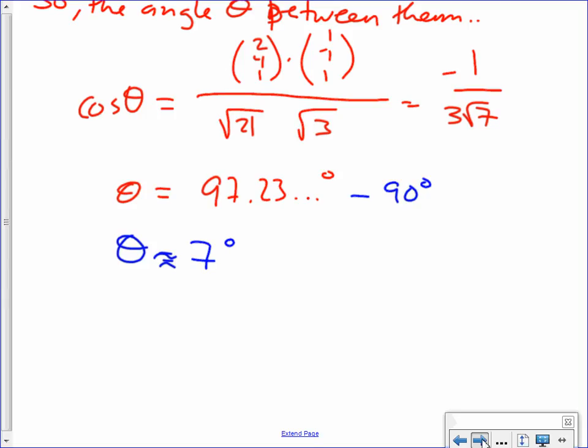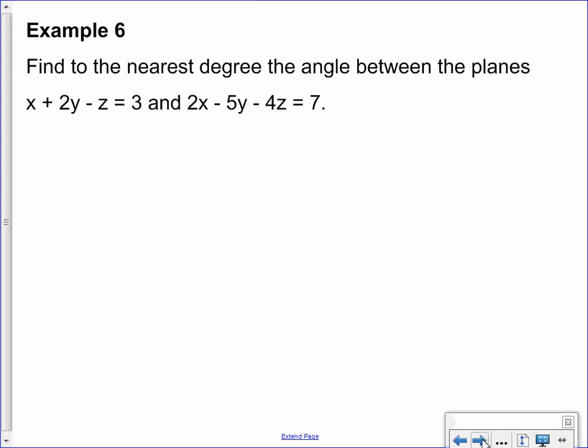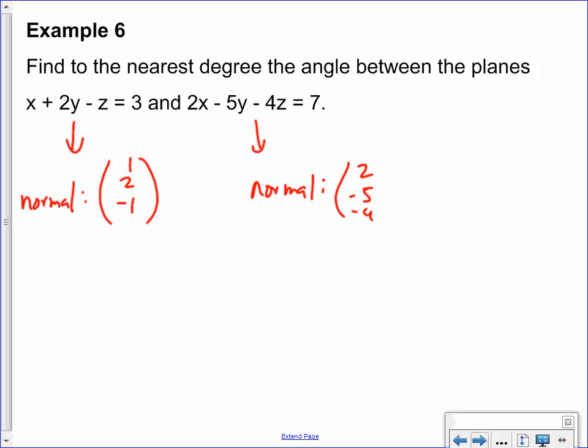They love this one. It's not hard. Find the nearest degree of the angle between the two planes. The normal to that one is 1, 2, negative 1. And the other is 2, negative 5, negative 4. Dot product, divide.